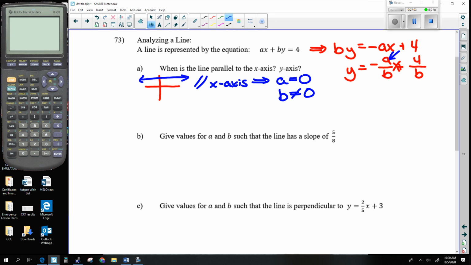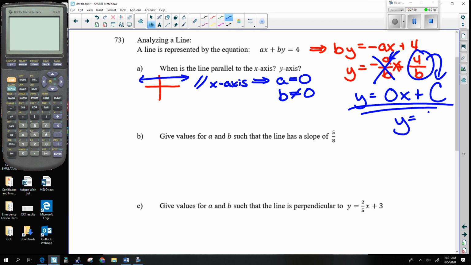What you want is for this a over b to go away. You need that to be 0. So that would be y is equal to 0x plus some constant, any number. It doesn't matter which number, as long as it's a number. The way you can make this second piece a number is if b is not equal to 0, because that would be undefined. That implies y is equal to some number, aka parallel to the x-axis.